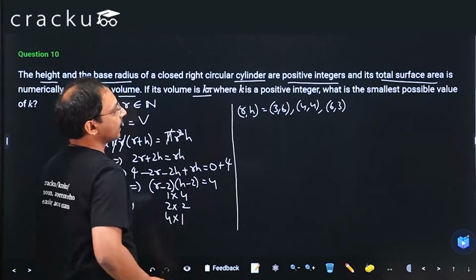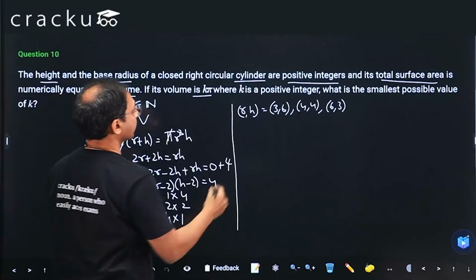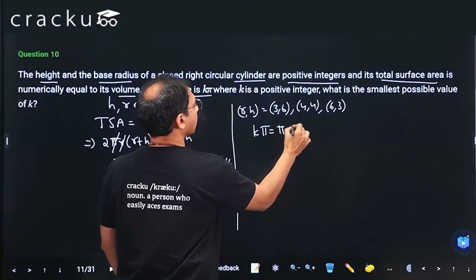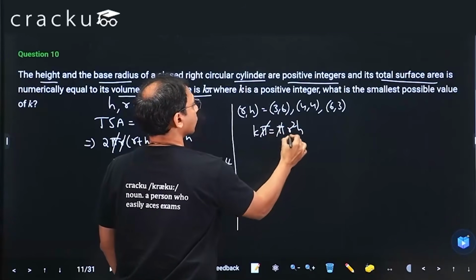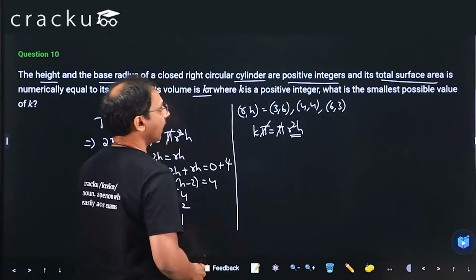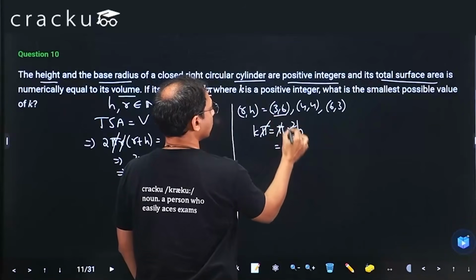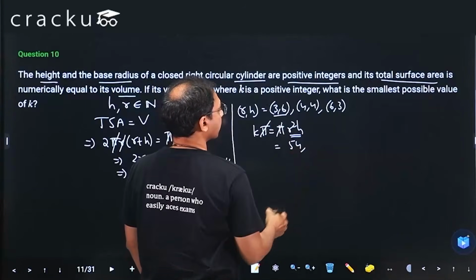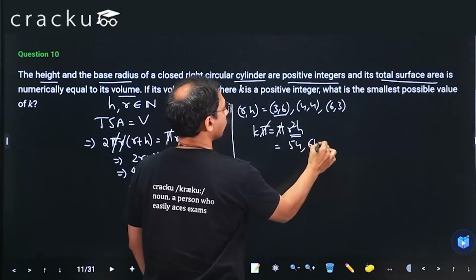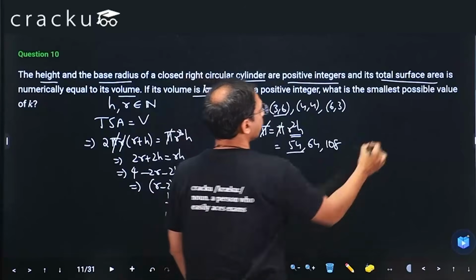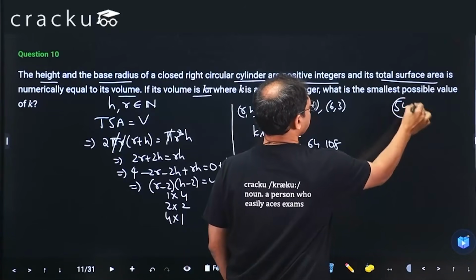If volume is k pi, what is the smallest value of k? So k pi is pi r square h. We want the least value of r square h. So in the first case, it will be 9 into 6, 54. Second case, it will be 64. In the third case, it will be 108. The least value is 54. That's the answer.